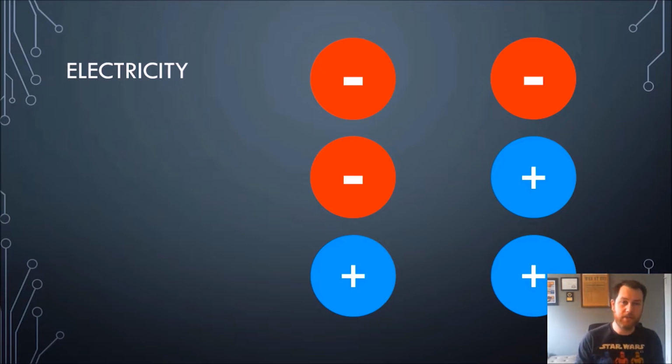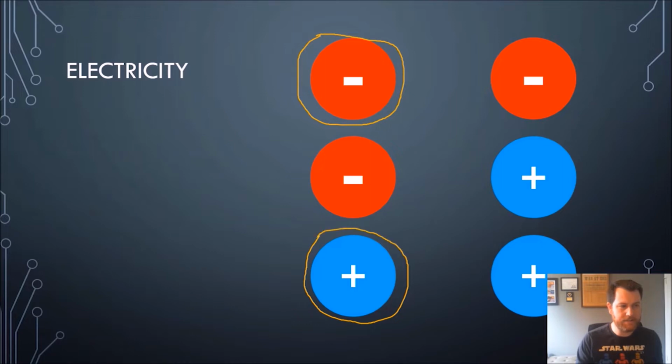So let's explore electricity. In order to understand electricity, we have to understand particles and the charges that they have. So for what we're going to explore, there are two types of particles. There are negative particles, and we can see that minus sign inside that circle. Now scientists call negative particles electrons. There are also positive particles, and you can see that plus sign inside of that circle. And scientists call positive particles protons.